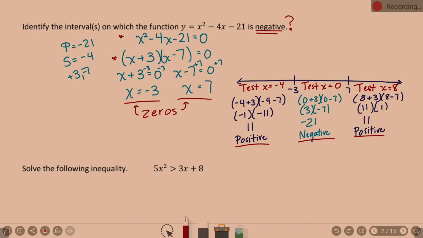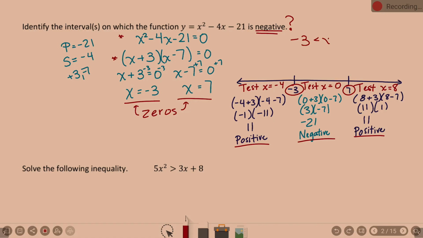Thoughts on an answer? What was my question here? Identify any rules in which the function is negative. How am I going to express this answer? I have one negative section, yes, and where does it begin? Negative 3. And where does it end? 7.